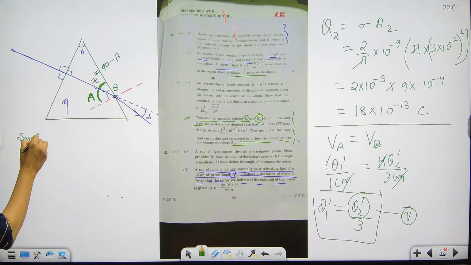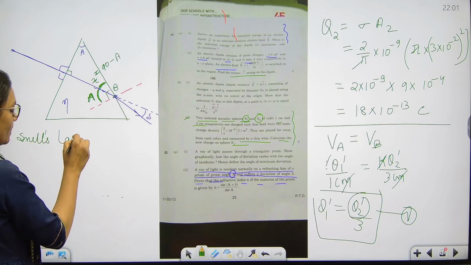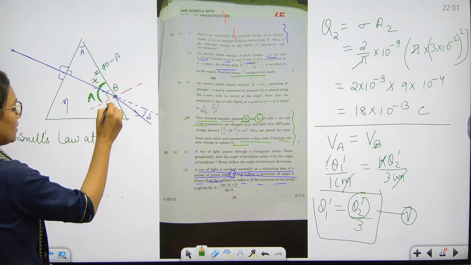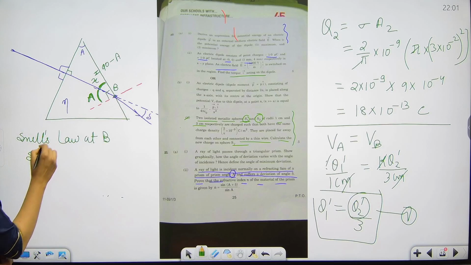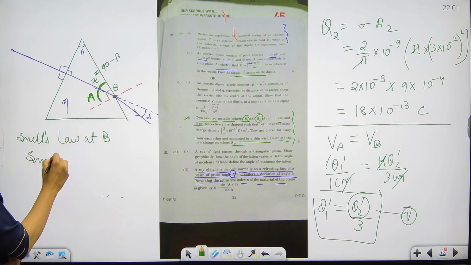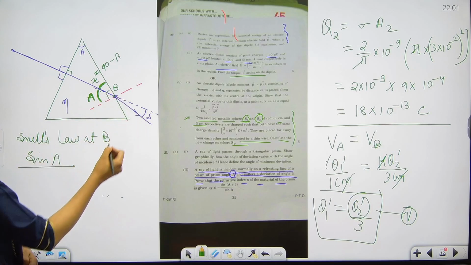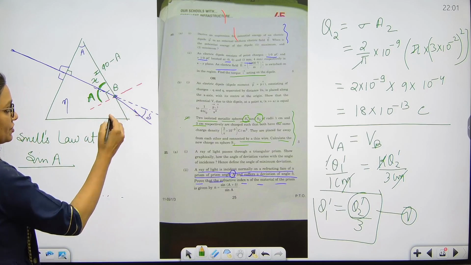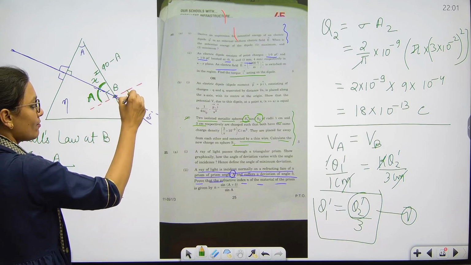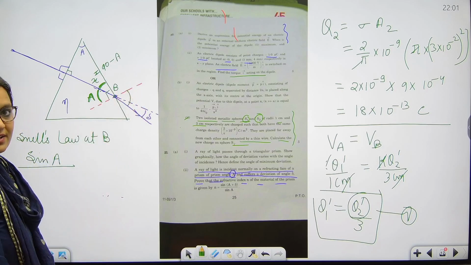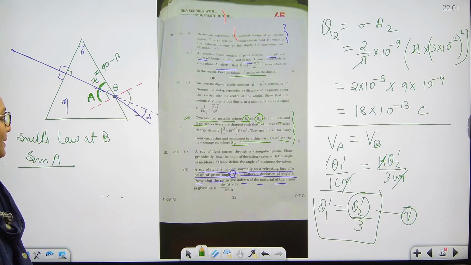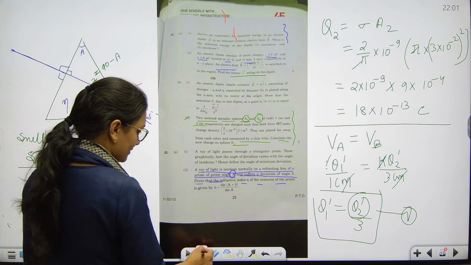Snell's law at B. So sine of angle of incidence is A divided by sine of angle of refraction. Now the refraction angle will be from normal to the refracted light. This complete angle we needed now. Now listen carefully, beta.